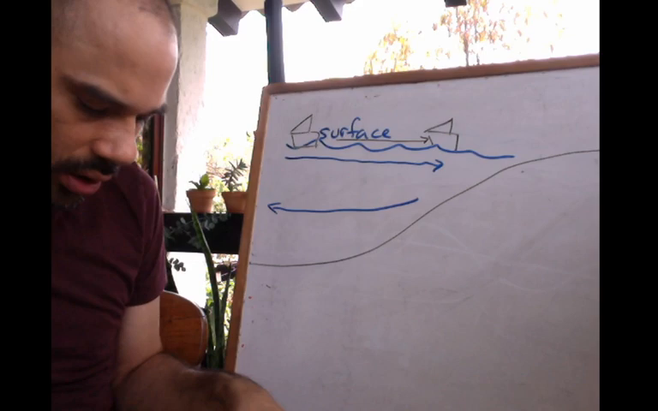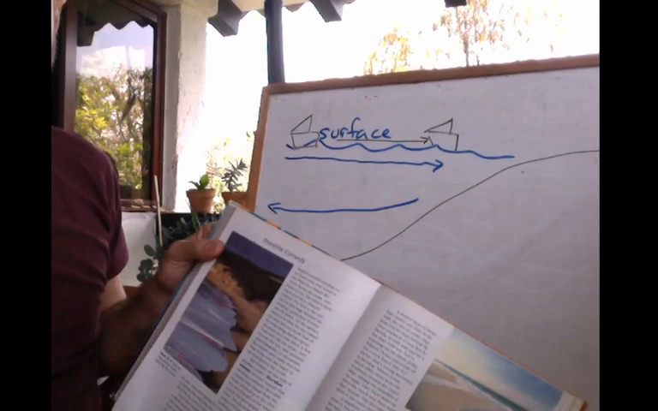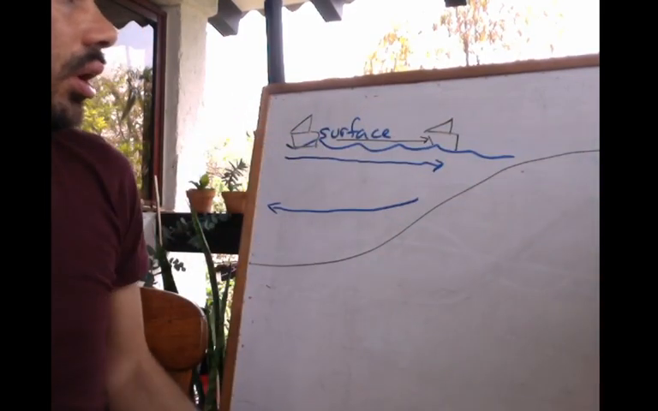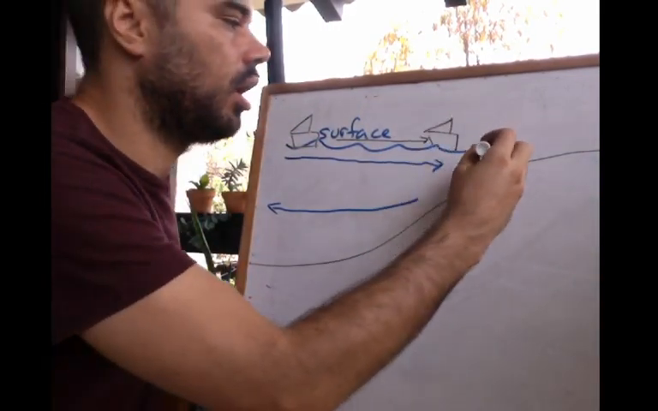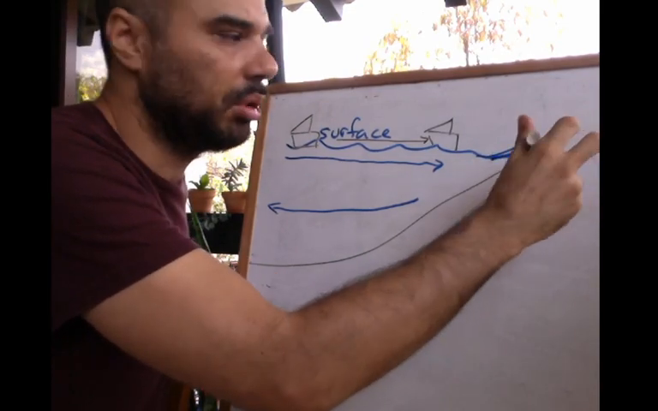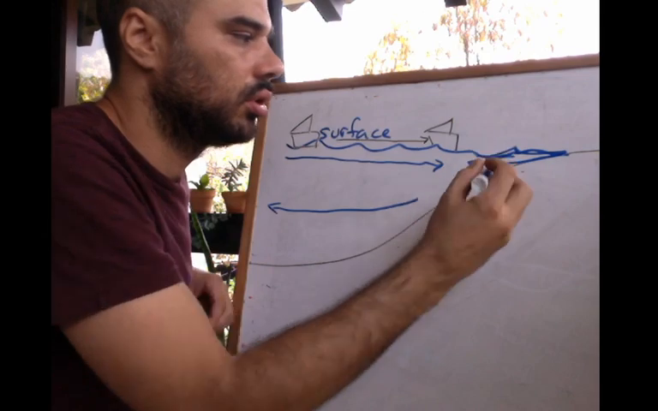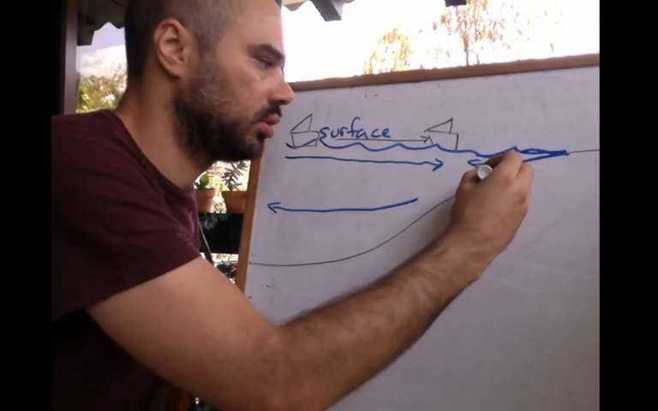Now, we have another current that is called the shoreline currents on the next page of our book. And these are the currents created on the beach, because when the wave gets to the beach, it will bounce. So this is called a shoreline current.